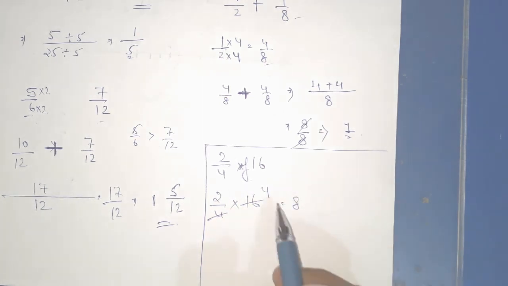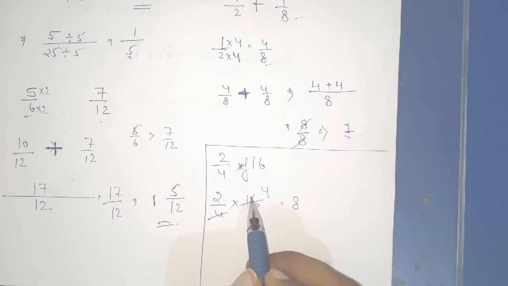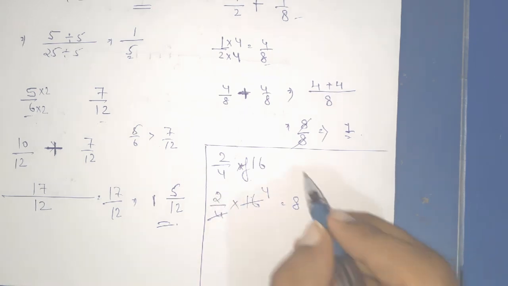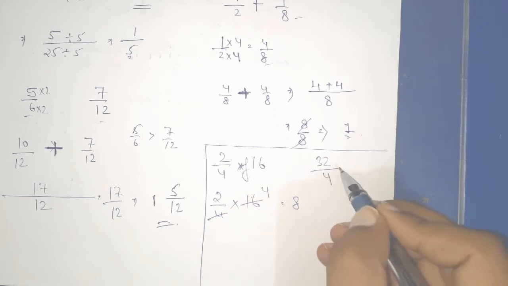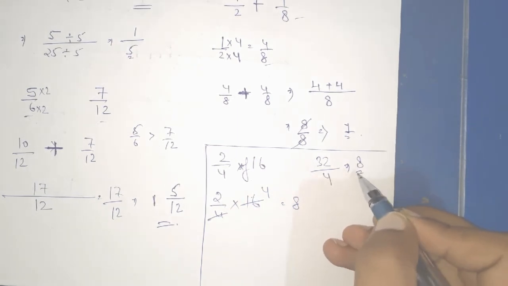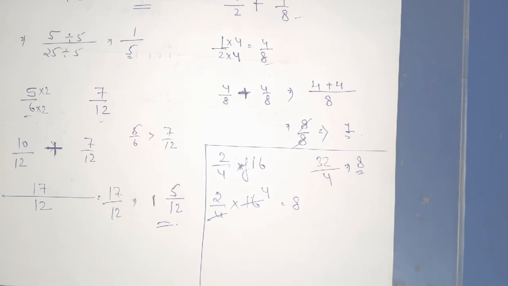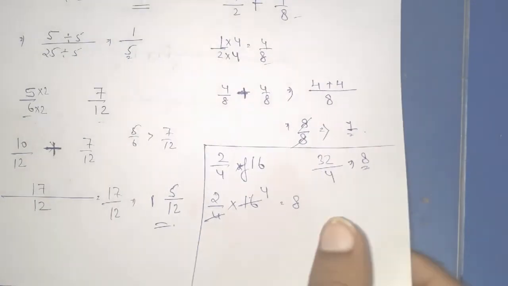Or you can do it like this: 16 into 2 is 32, and then divided by 4. That will also be equal. 4 8s are 32, right? You can do as per your convenience. Right, students? This is how you can do it.